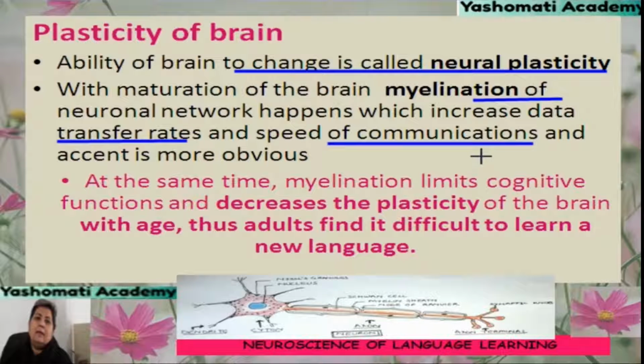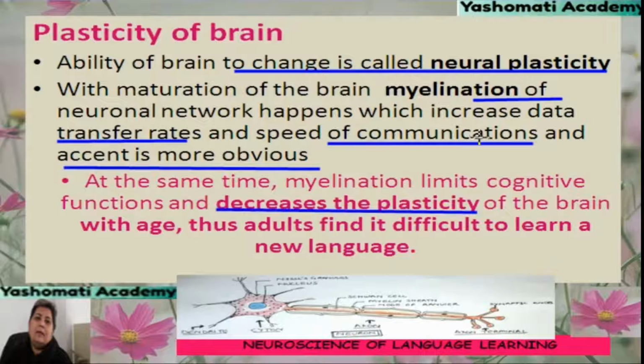Because of this, certain pathways are created through which the impulse can travel at a faster rate, and because of this, accent becomes more obvious. That means the development of a particular way of speaking, that is accent, is developed as per the maturation. As we mature, plasticity of the brain decreases. So because of this, two things are happening: the speed of data transfer is increasing, but it is also causing a decrease in plasticity.